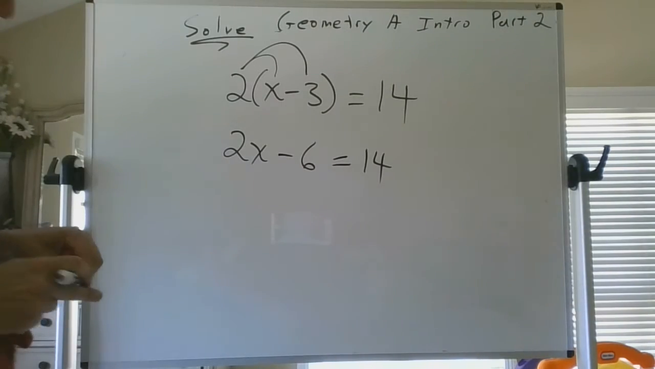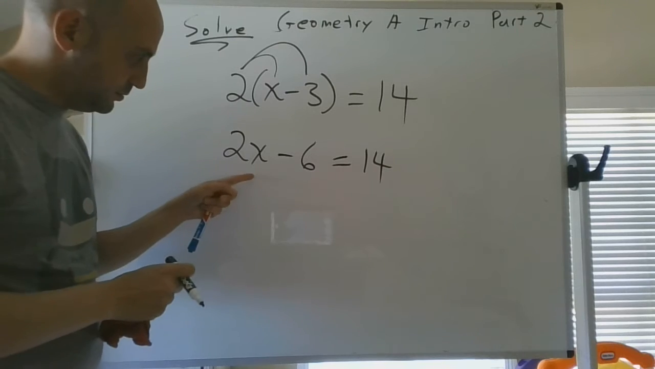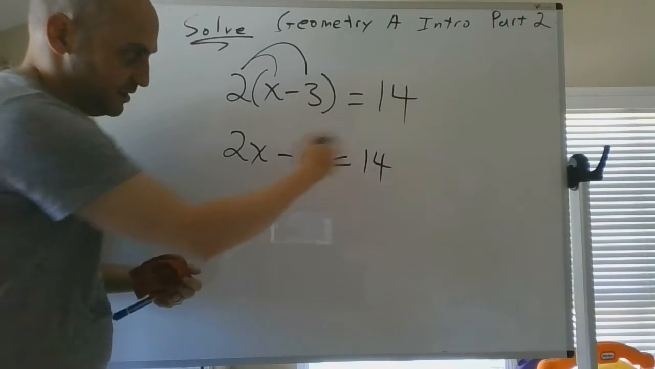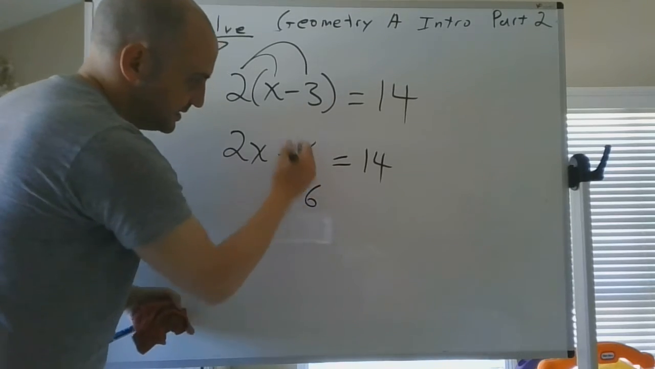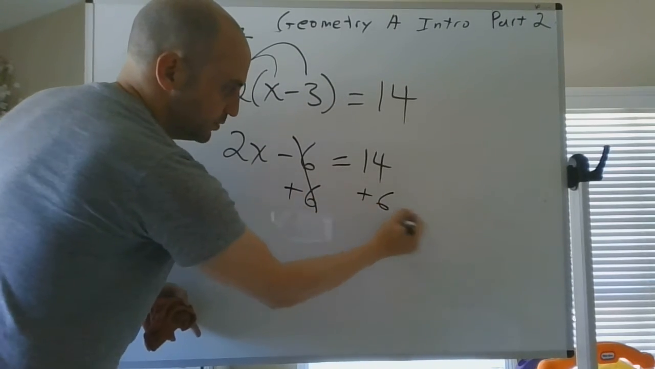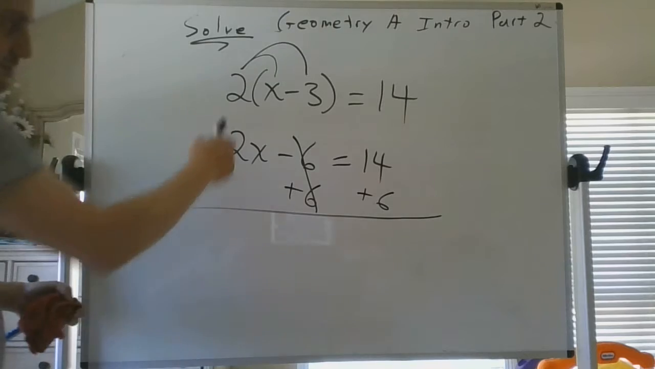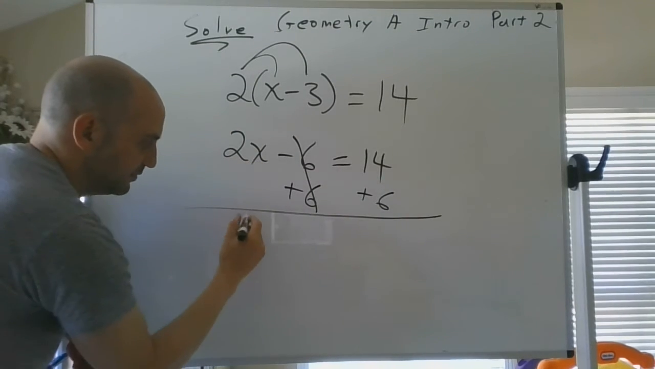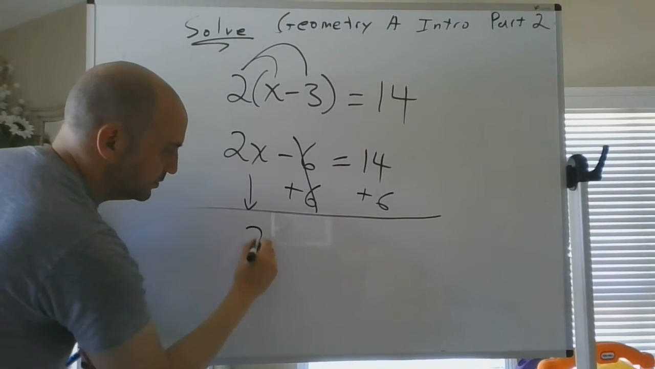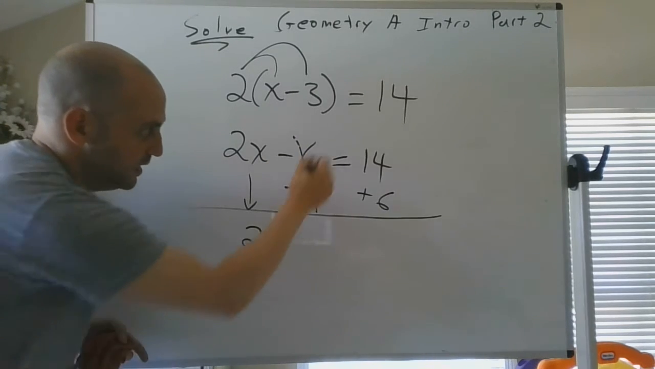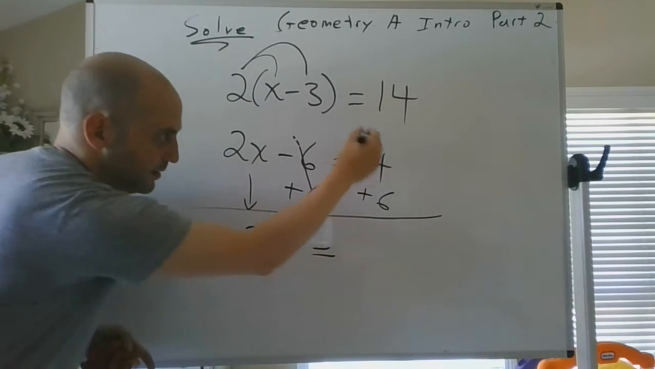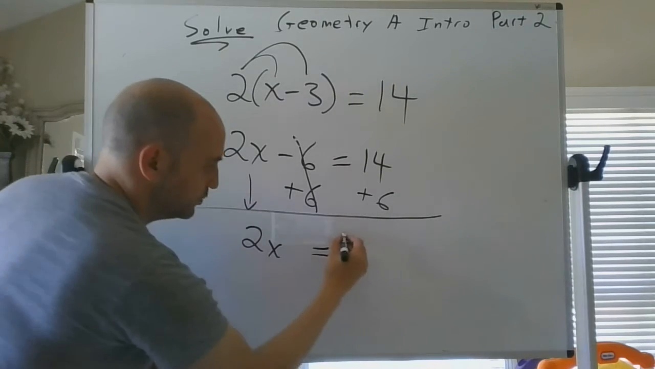So remember what we did first? I want to get the x alone. I want to move that minus 6 first to the other side. So the opposite of subtracting 6 is adding 6. What I do to one side, I do to the other. Let's read it from left to right. I'm left with, let's bring this down, 2x. The minus 6 plus 6 is all gone. I bring down the equal sign, and I do 14 plus 6, which is 20.